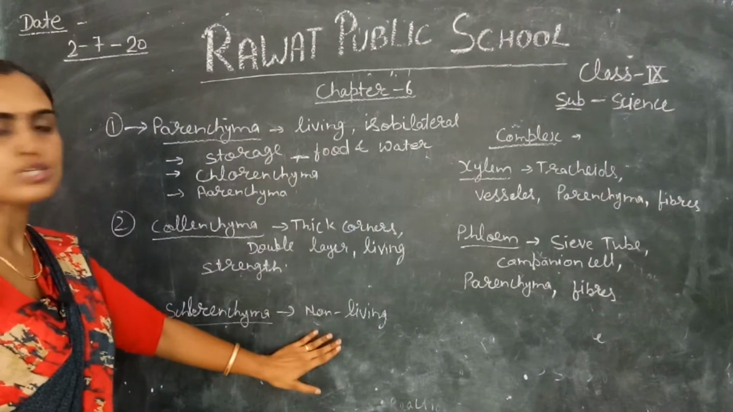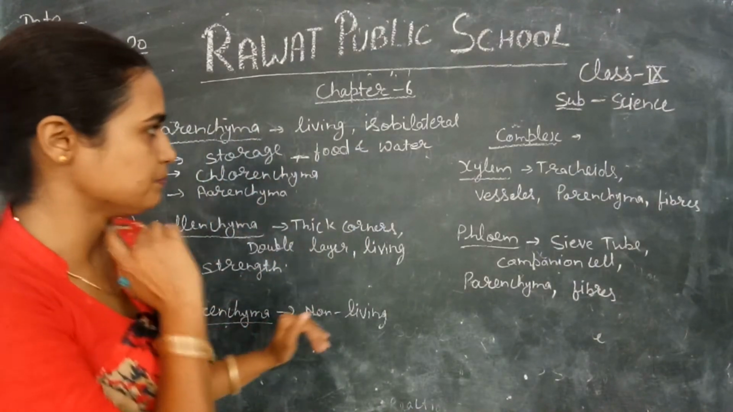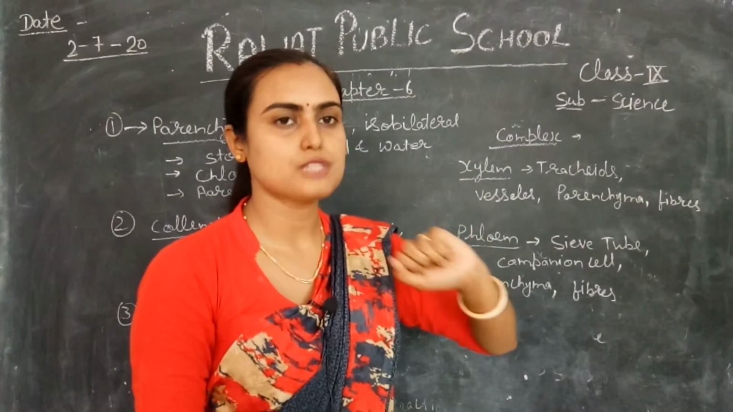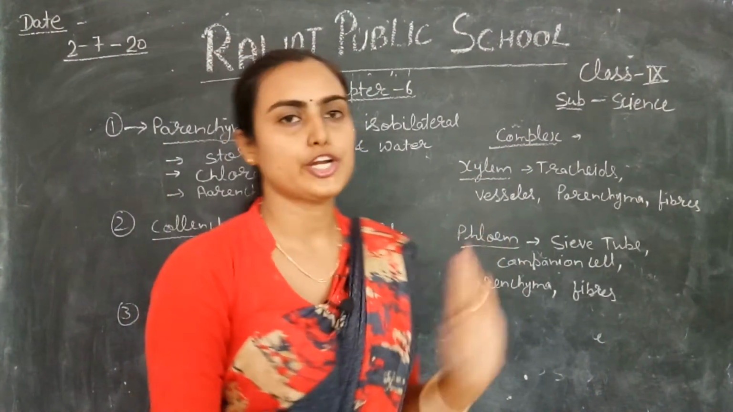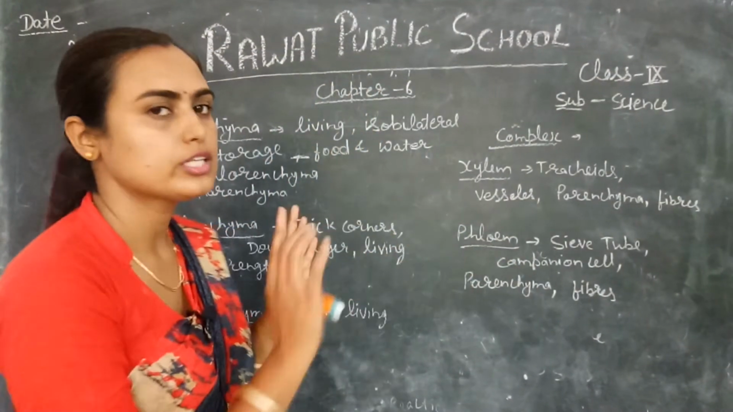Simple permanent tissues are of three types: parenchyma, collenchyma, and sclerenchyma. Next, the complex permanent tissues, which are further divided into xylem and phloem. Today we will discuss deeply these topics.